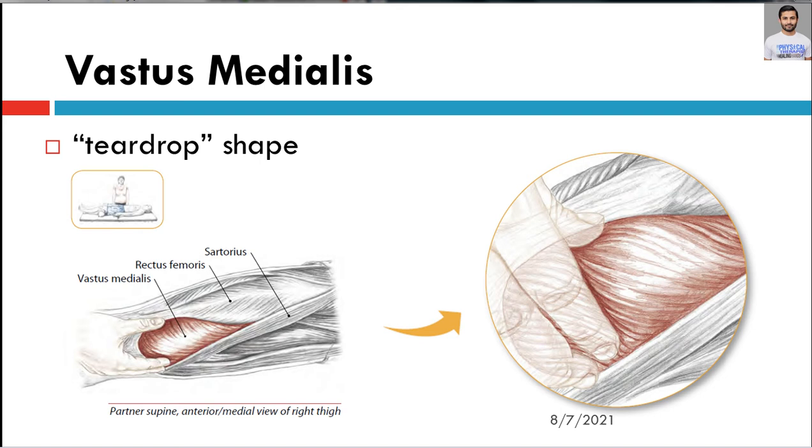But if there is wasting of the vastus medialis, then there is a dimple at this region, or it is less bulky as compared to a normal person or a normal side. So hence you can find out that the vastus medialis is weak.